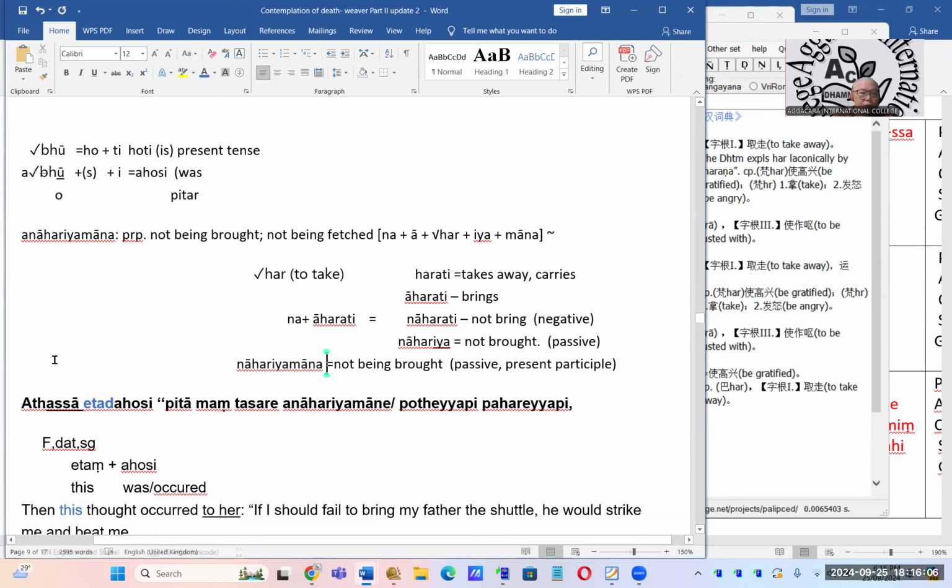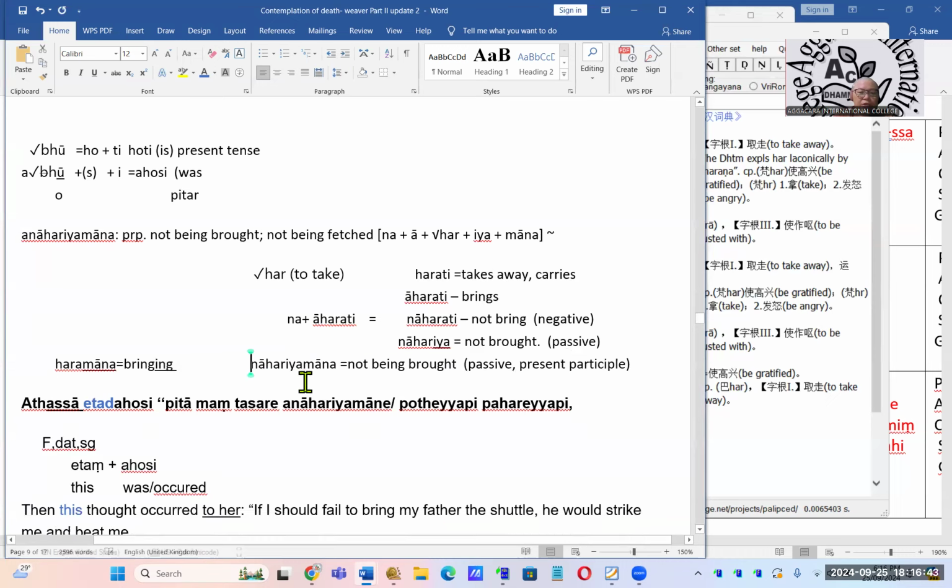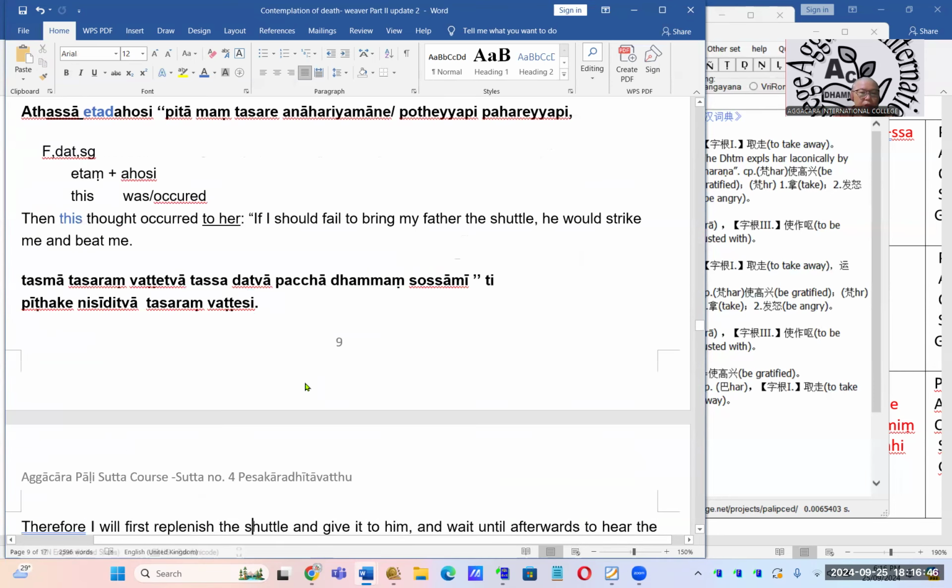So for example, if we make a simple sentence, harati, and then you put haramana. Haramana means bringing. So mana indicates the ing sense. Basically every time you see the mana, you just put the ing meaning. Here, because it's passive, we translate it as not being brought. So that's why sometimes when you learn Pali, you also need to be good in English grammar.